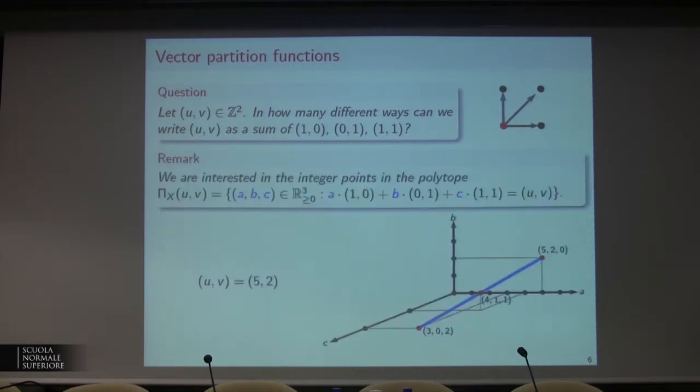And again, there is some geometric way of looking at this. We look at all the a, b, c non-negative, so a times the first vector plus b times the second plus c times the third, equal to (u, v), and we get this polytope. So there are three variables, and two equations have to be satisfied, so our solution set is one-dimensional, and it contains three integer points.